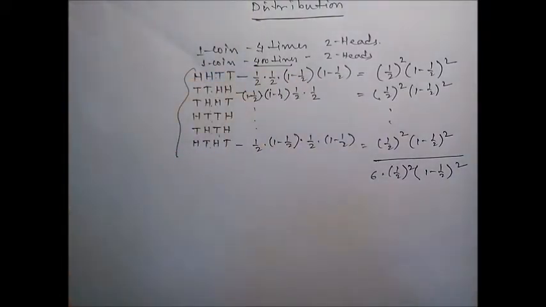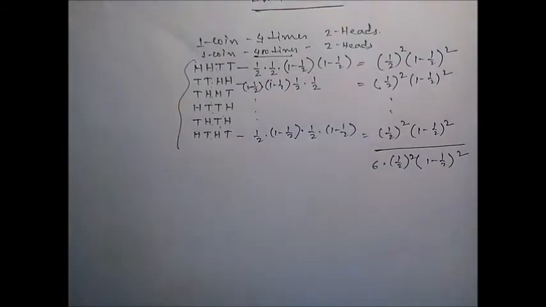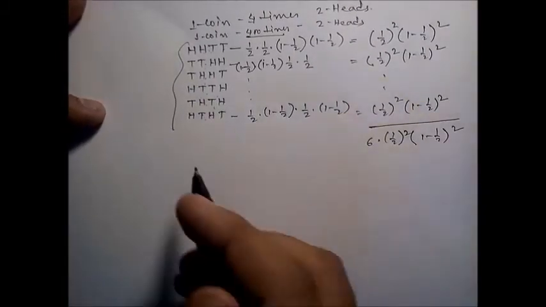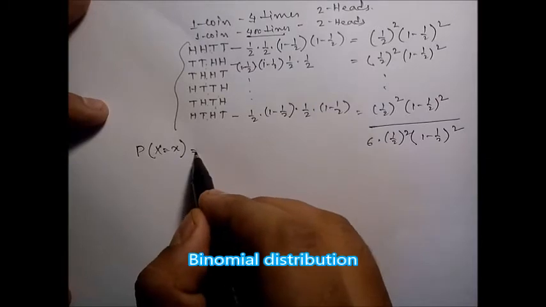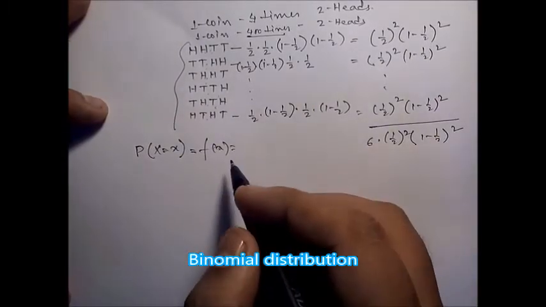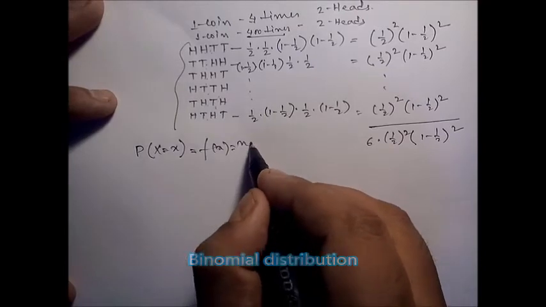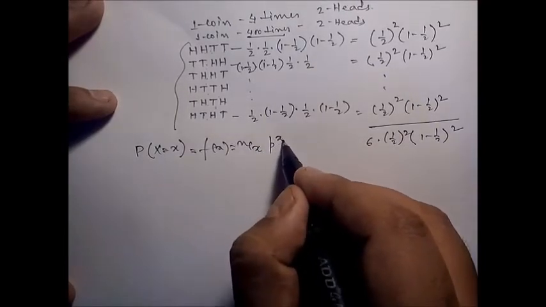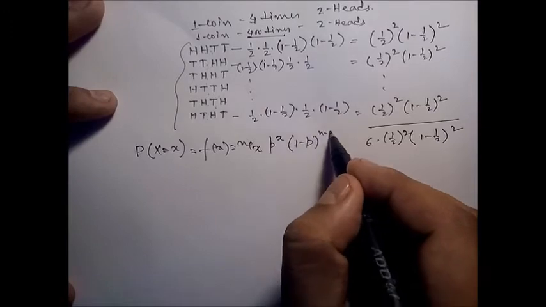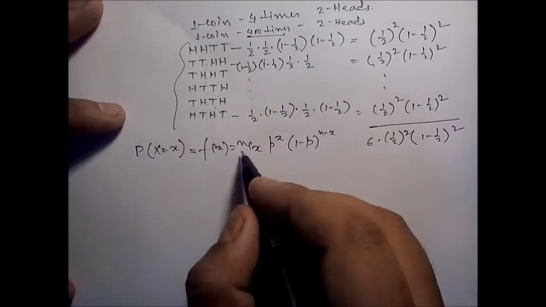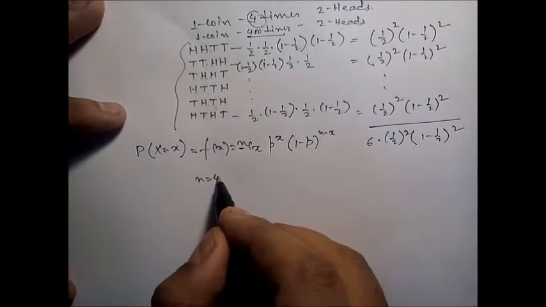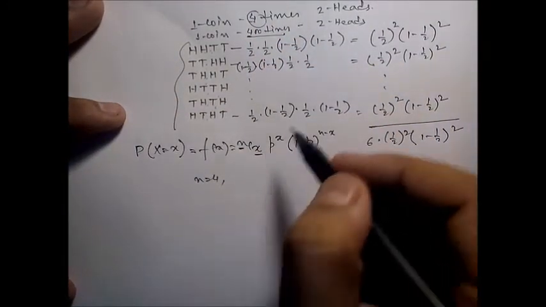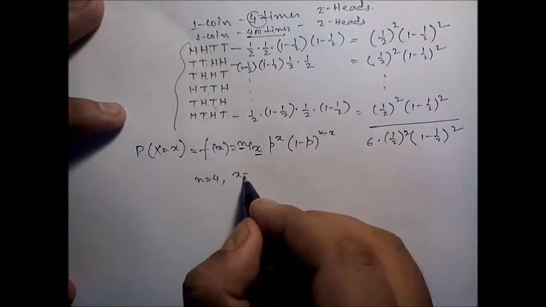So there should be a formula. Here we have to apply a formula for that. The formula is binomial distribution, and it is very simple. P(X = x), that is nothing but f(x). f(x) means the probability mass function. It is nCx p^x (1 minus p)^(n minus x), where n is the number of trials, say n is equal to 4, and x is our expected output, so 2 heads, so x is equal to 2.